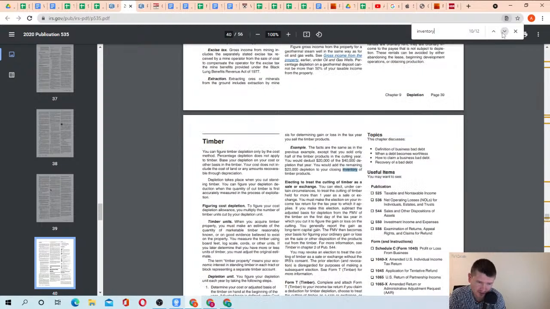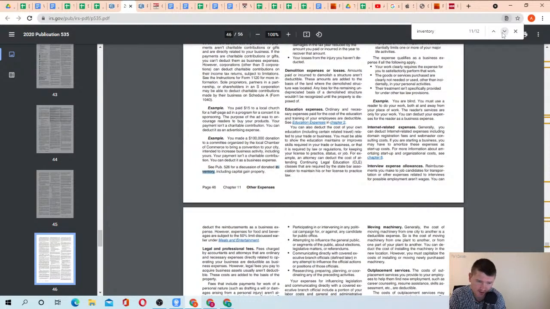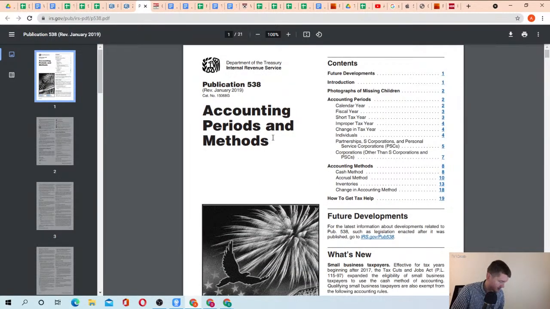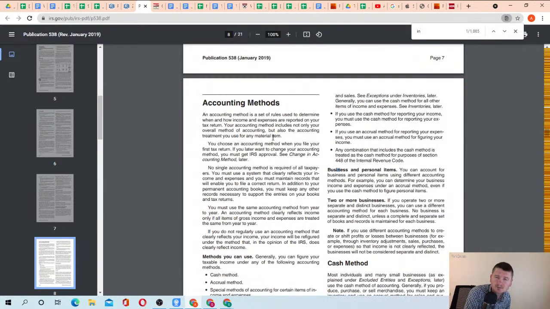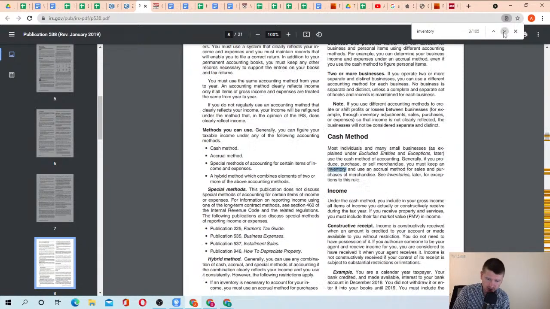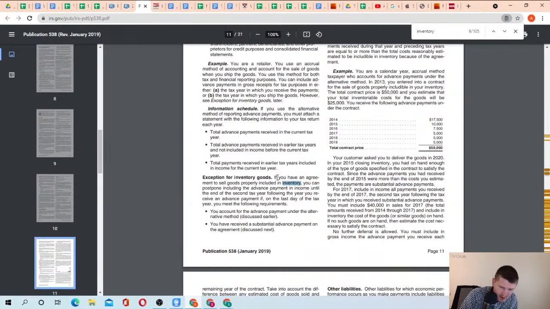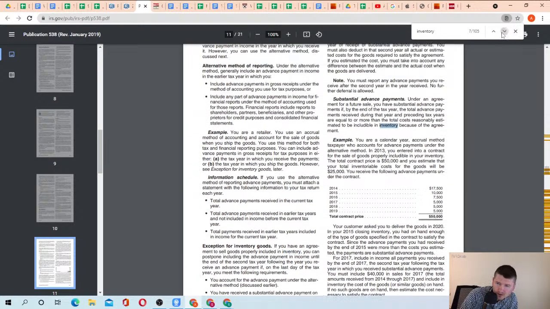So that publication doesn't discuss inventories separately, which is a bit strange, but maybe we will find it out later. Let's see here. Wow, it's just 100 of matches. Let's see. Exception for inventory goods. Okay.